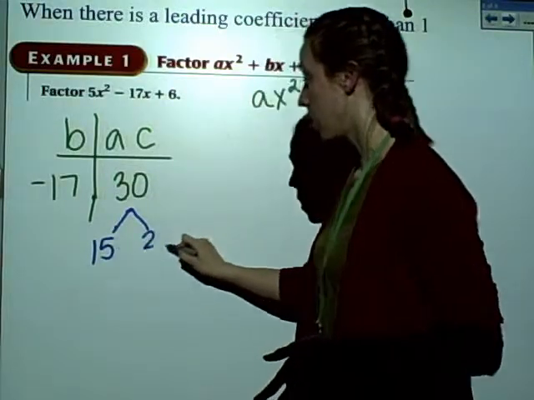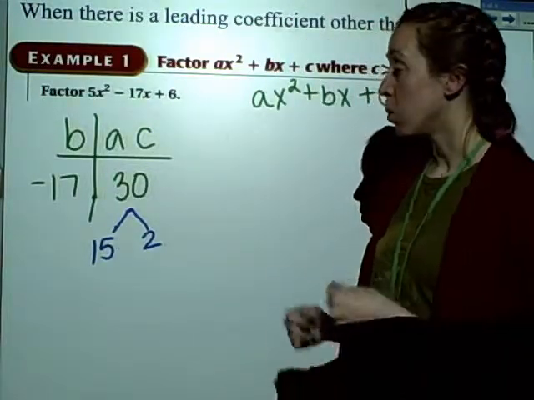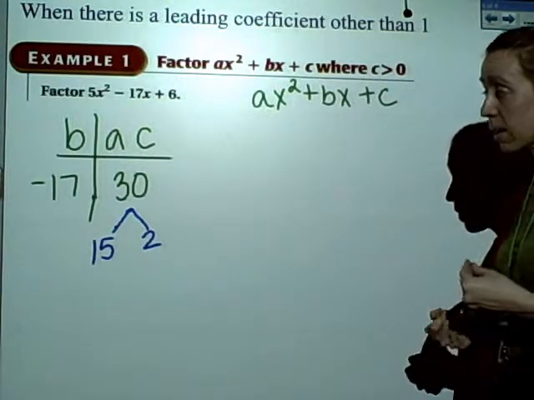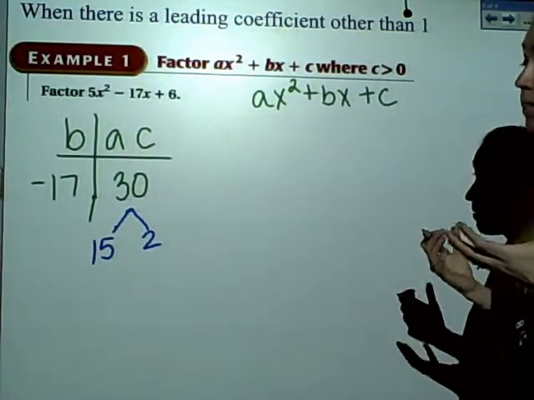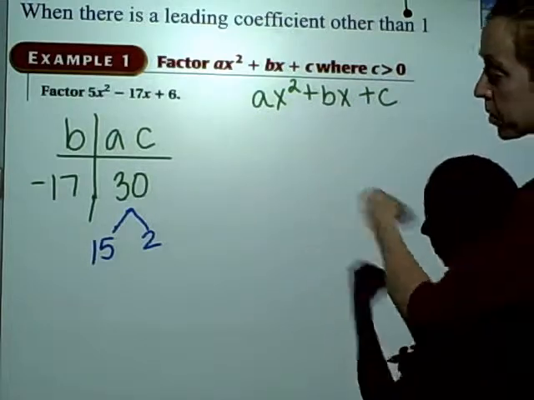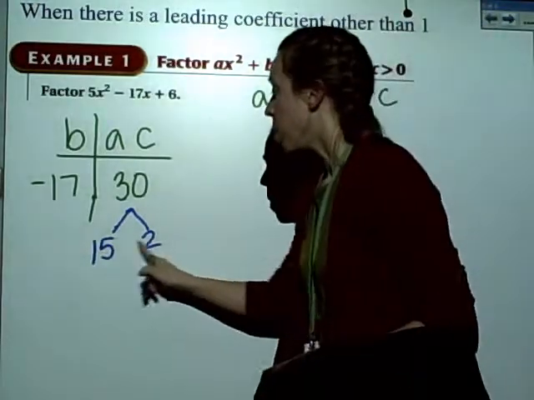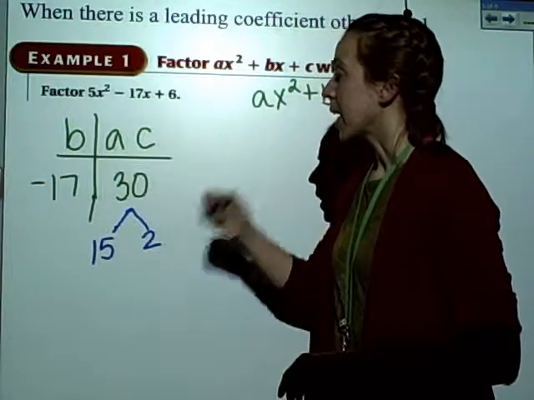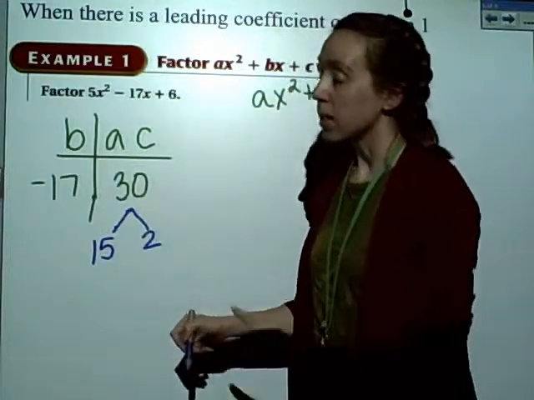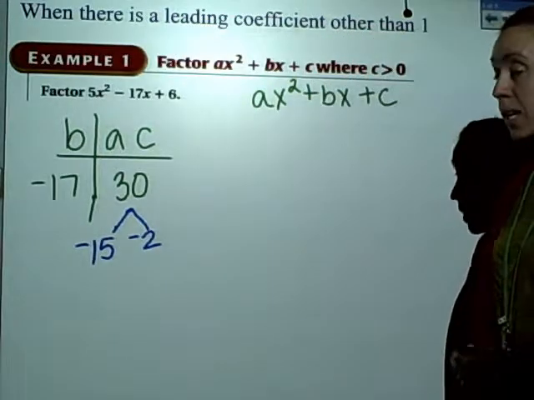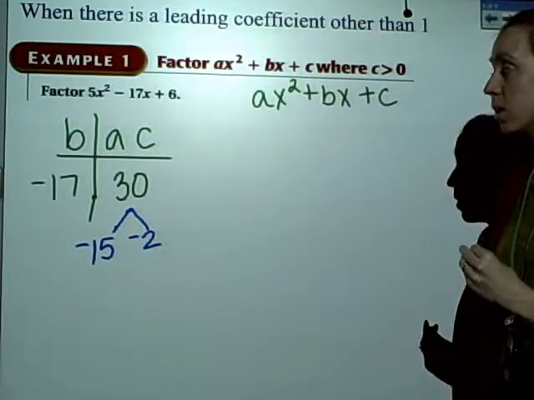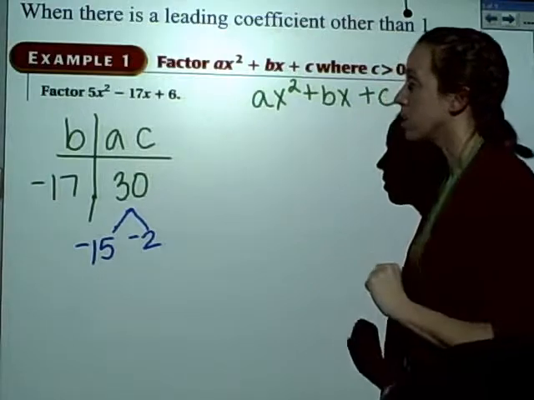15 and 2. 15 and 2 will multiply together to give you 30, and it's really easy to add those guys to get 17. Now we got to worry about the negative. We want to multiply them to get positive 30, add them to get negative 17. The only way that works is if they're both negative. Okay, so I have my factors from my BAC chart.